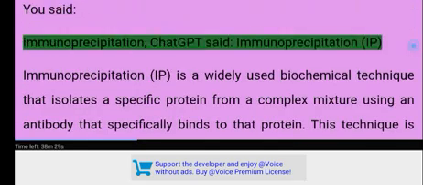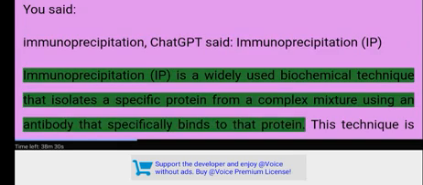Immunoprecipitation (IP). Immunoprecipitation (IP) is a widely used biochemical technique that isolates a specific protein from a complex mixture using an antibody that specifically binds to that protein.